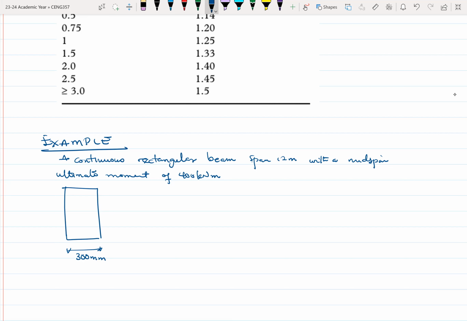And then we have an effective depth, right? So effective depth D is given as 600 millimeters. Okay, from the question. And then we have to check the suitability or the acceptability of this particular effective depth. We should check if it's acceptable.